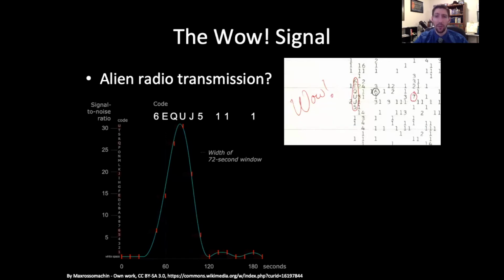This is known as the WOW signal because the person who was reviewing the transmissions circled it and wrote WOW. The signal sequence lasted for the full 72-second window of observation, but it has not been detected since. We don't know exactly where it was transmitted from, but it remains the strongest candidate for an alien radio transmission ever detected.